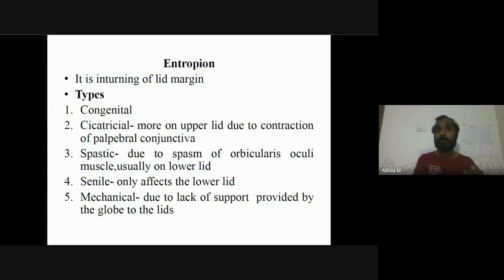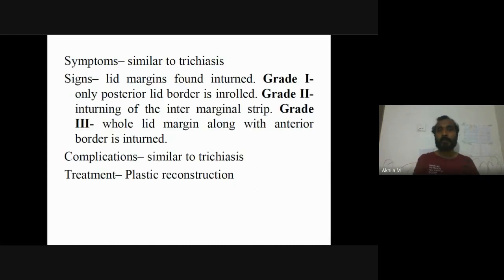Entropion is a condition where there is inward turning of the lid margin. The signs are similar to those of trichiasis. According to the grading of the inward turning of the lid margin, there are grades 1, 2, and 3. In grade 1, only the posterior lid border is turned in. In grade 2, the inner marginal strip is turned in. In grade 3, the whole lid margin is turned towards the eyeball.